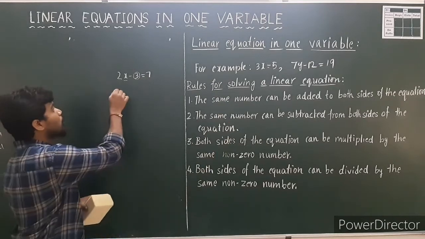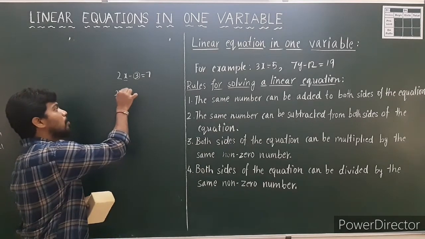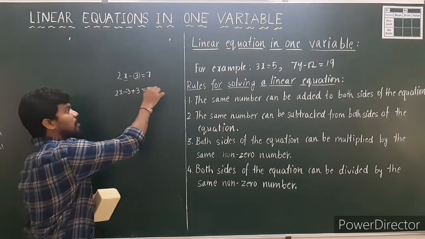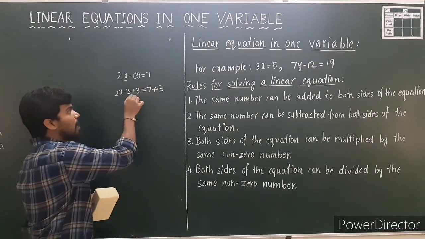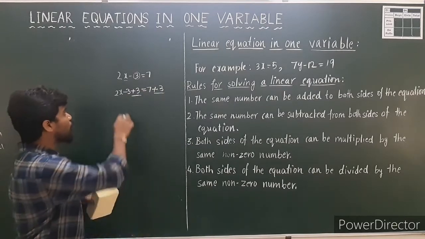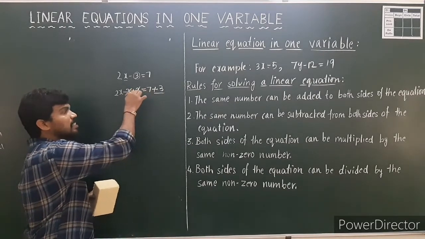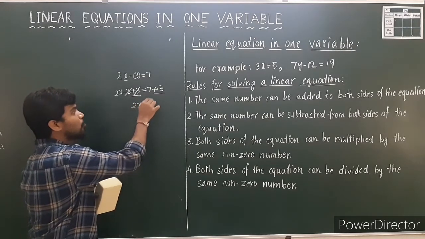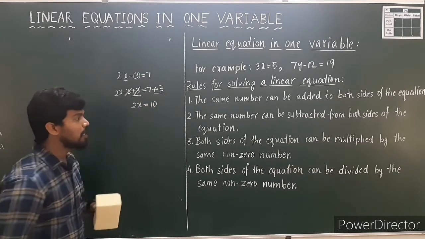So we have 2x minus 3 plus 3 equals 7 plus 3. We add the same number on both sides of the equation. Minus 3 plus 3 cancels, so you get 2x equals 10.